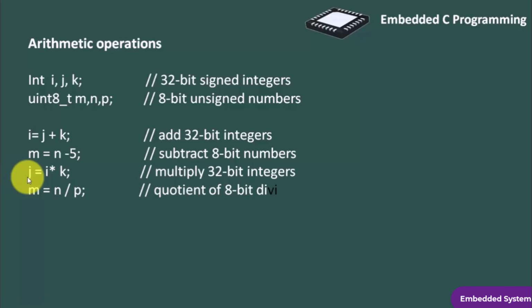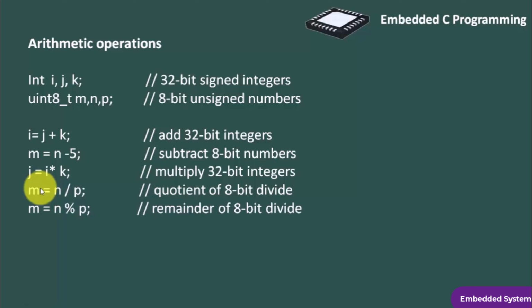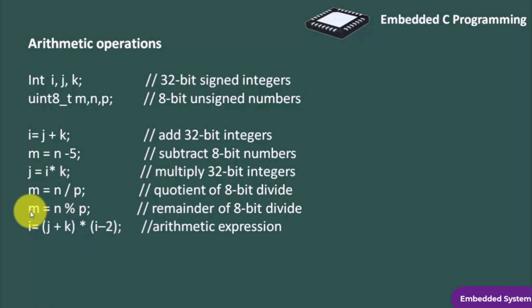Division operation is also possible in embedded C. If we divide number n by p, the result is the quotient that will get stored into variable m. Mod operation is also possible. n mod p will result in the remainder, and the remainder will get stored into variable m.